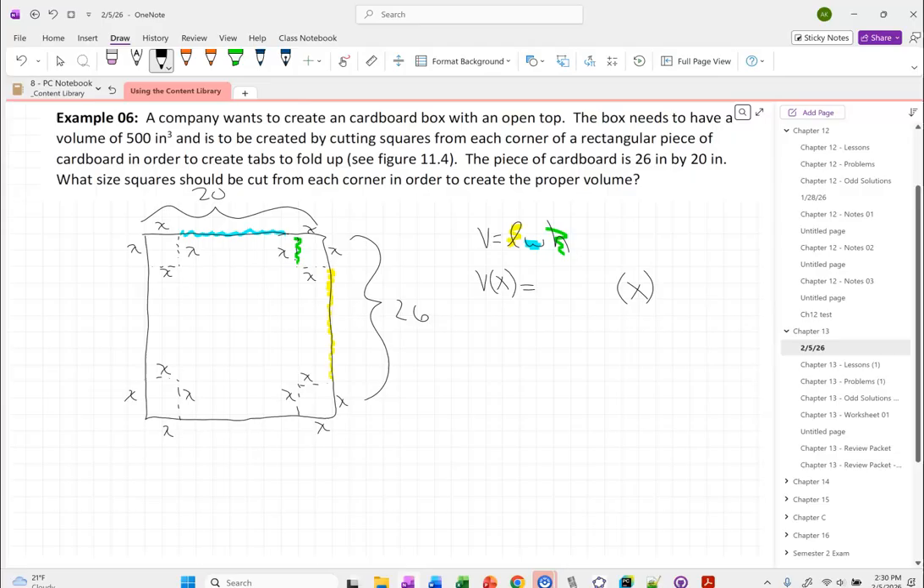My h is just going to be x, right? What is the length going to be? I should give myself some more space. If I look at this side here, how do I represent that side in yellow? How big was it before we cut out our squares? 26. X. And then how many squares did I cut out? 2. And how much of the length did I remove? 2x. So I should write this as 26 minus 2x.